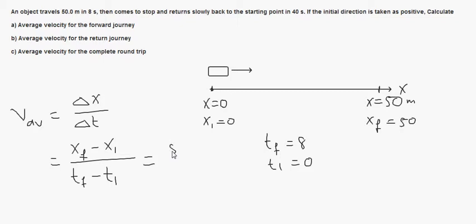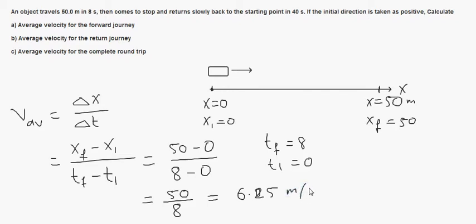Therefore, 50 minus 0 divided by tf, which is 8 seconds, minus ti, which is 0. That gives you 50 divided by 8, which is equal to 6.25 meters per second. That is the average velocity for the first part of the problem.